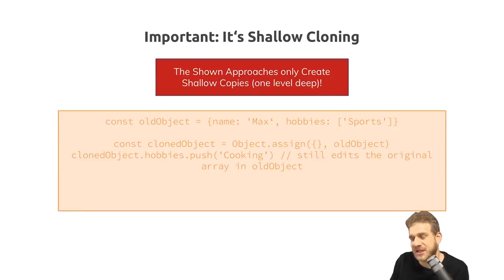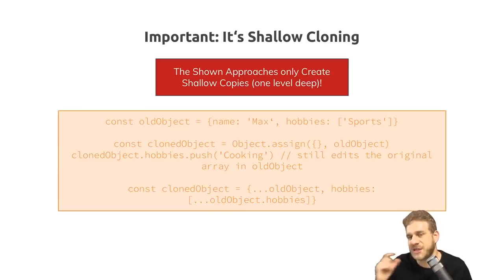The solution to that is to really manually clone all the levels we plan on changing. Doesn't hurt if we don't do it, if we don't plan on changing it, but if we do plan on changing something, we need to clone it. So here the cloned object would spread out the old object and then explicitly override the hobbies property by overwriting it with a new array where we also use the spread operator to clone the elements of the old object hobbies array. And now we get an object with a new hobbies array too. This is something to keep in mind. Again, there is a link with more information in the video description if you want to dive deeper. I hope it's a bit clearer now at least.